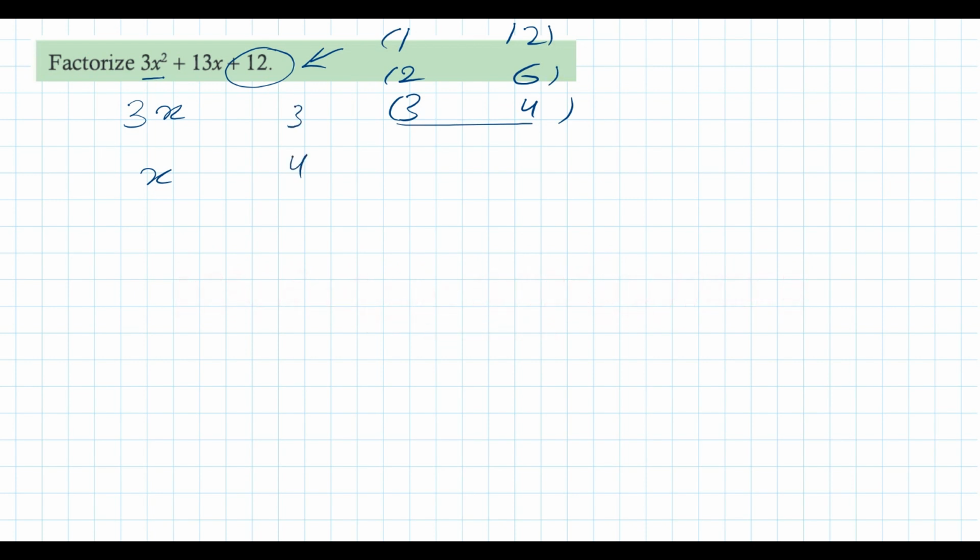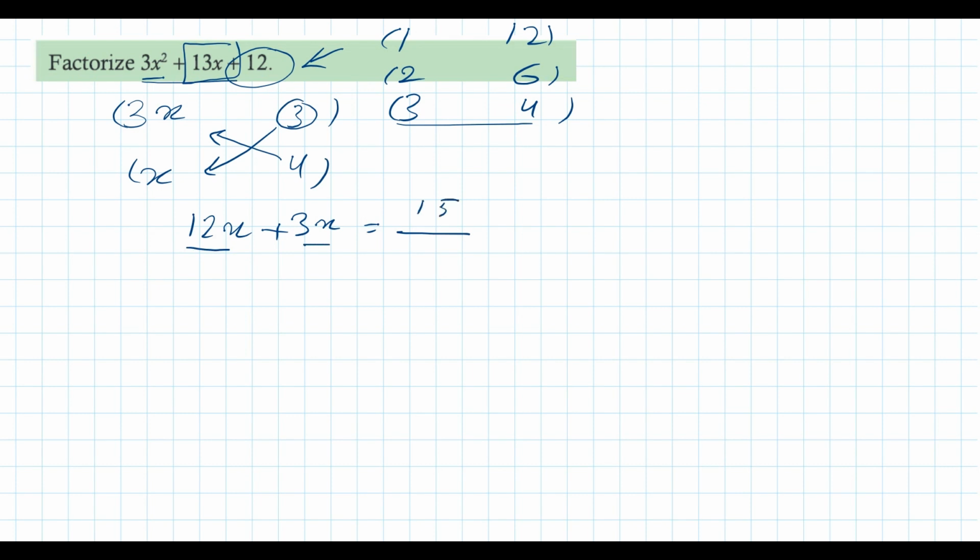4 times 3x equals 12x. And 3 times x equals 3x. You need to add them. If the result becomes the middle term, you're going to pick 3x plus 3 times x plus 4 as the result for this expression. But here, 12x plus 3x becomes 15x, which is not the answer.